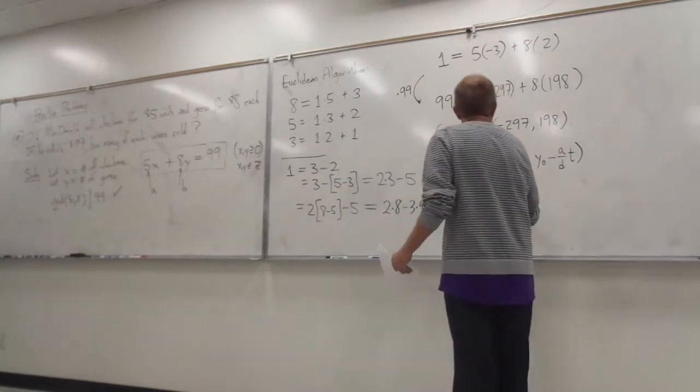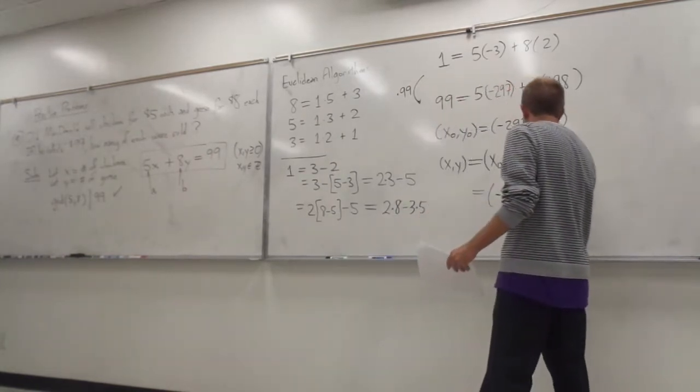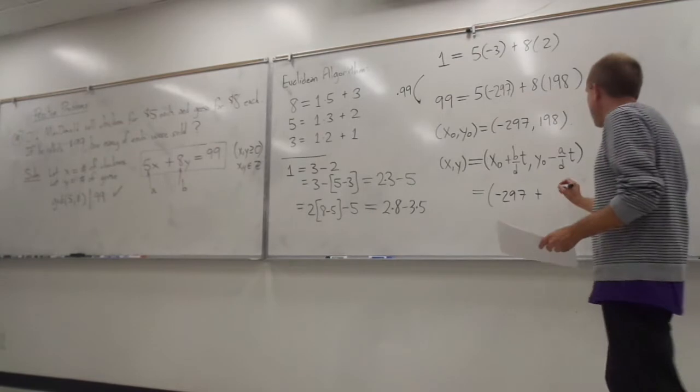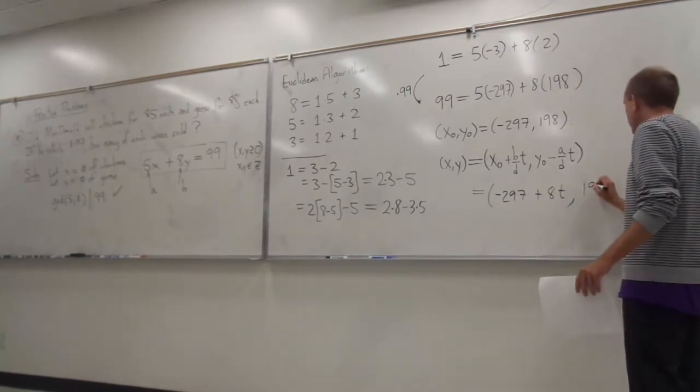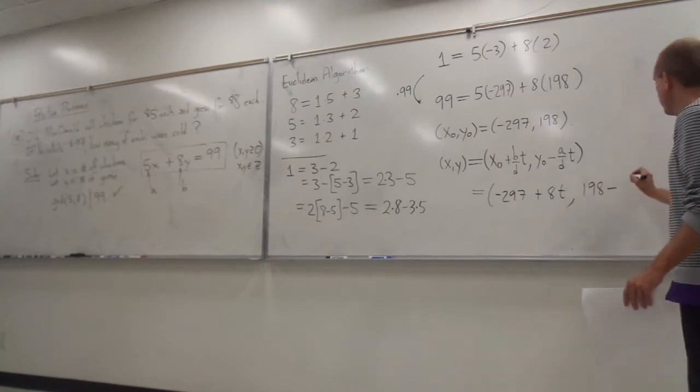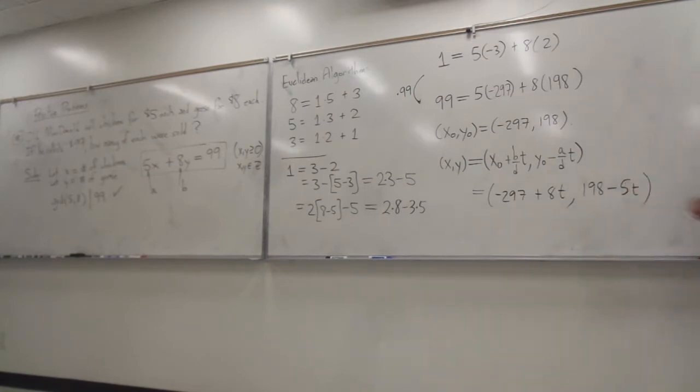So what we're going to have here is negative 297 plus 8t, comma, 198 minus 5t. Okay?